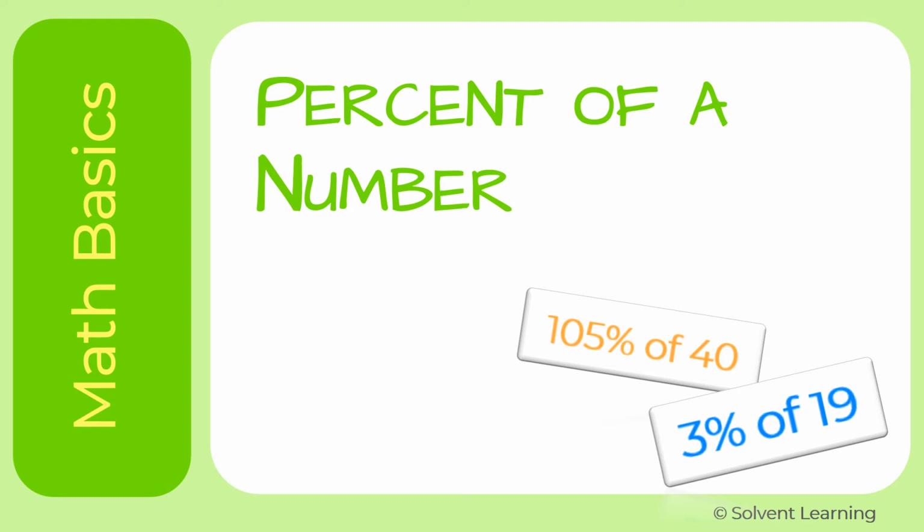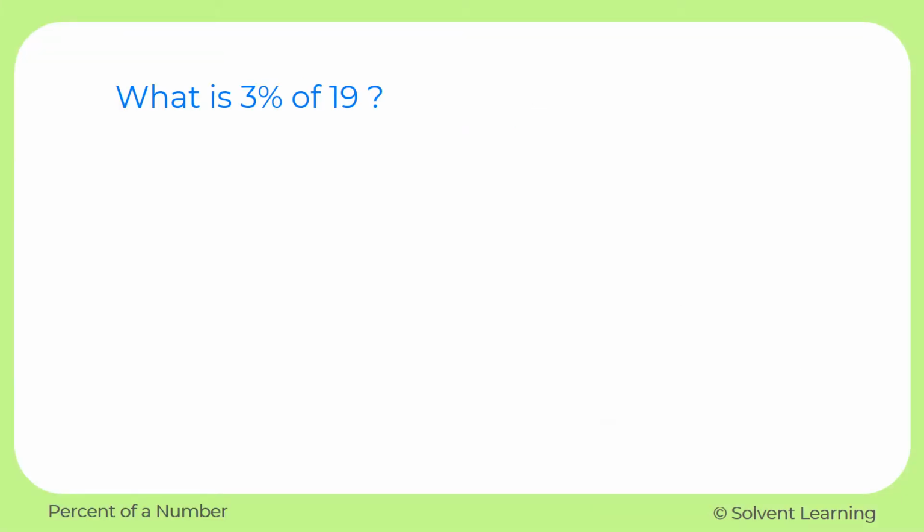In this lesson, we're going to learn how to find the percent of a number. What is 3% of 19? In math, whenever you see the word "of," that's a clue that we need to multiply. So to find 3% of 19, we'll need to multiply 3% times 19.